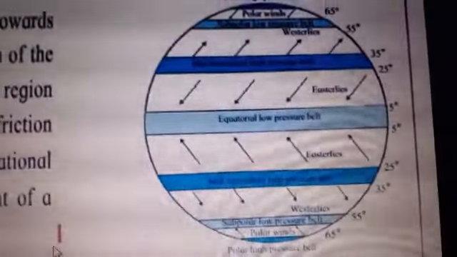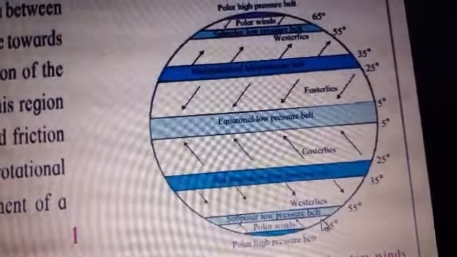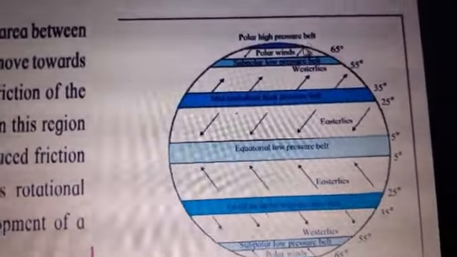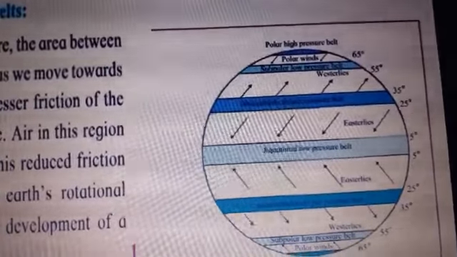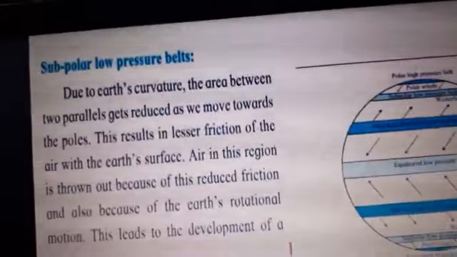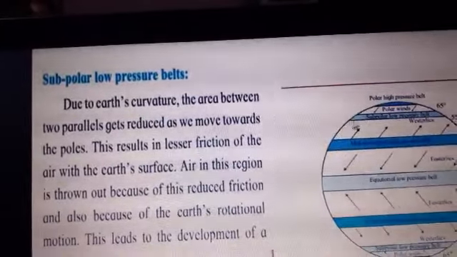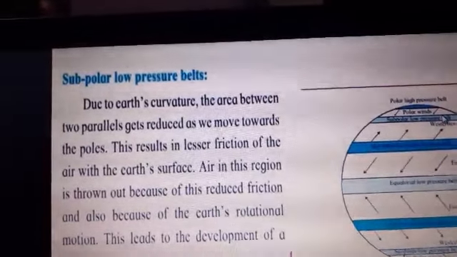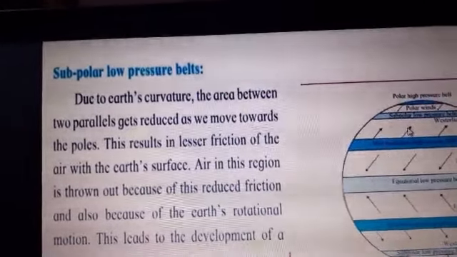So where do we find this? In the polar region, subpolar low pressure belt between 55 to 65 degree parallels in both the hemispheres, we find the polar high pressure belts are formed. Okay. So subpolar low pressure belts means what? This is because of the curvature of the earth's surface and the reduction of the area. That is why we do not have friction of the air with the earth. Okay, so this is the subpolar low pressure belt.